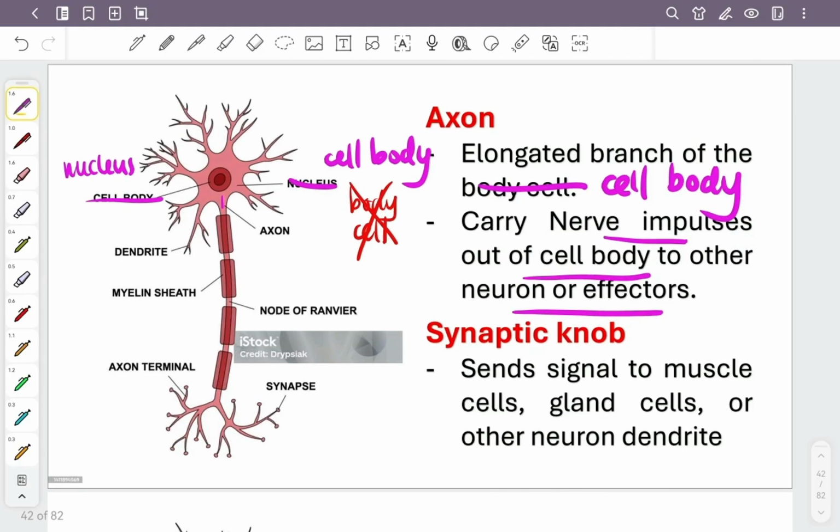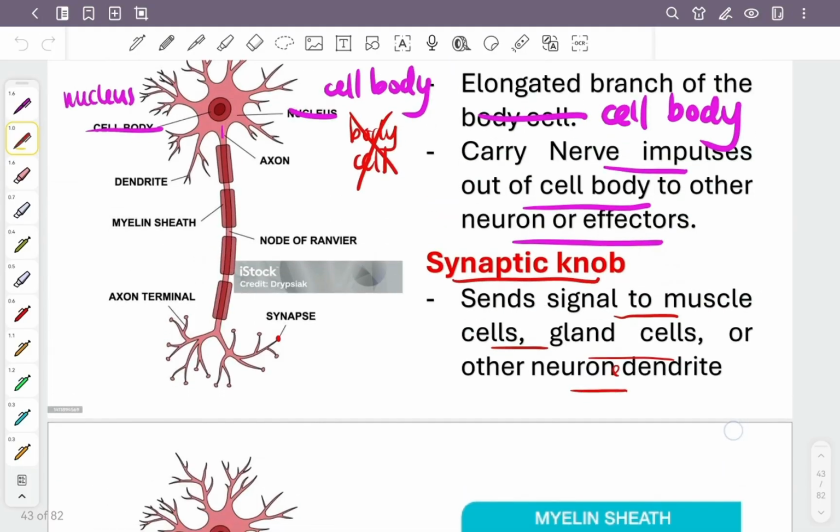So here I told you already, this little bulging, some books will use synapse, some books will use synaptic node, but we follow the textbook. The textbook will use the synaptic node. It sends the signal to muscle cells, gland cells, or other neuron dendrites.